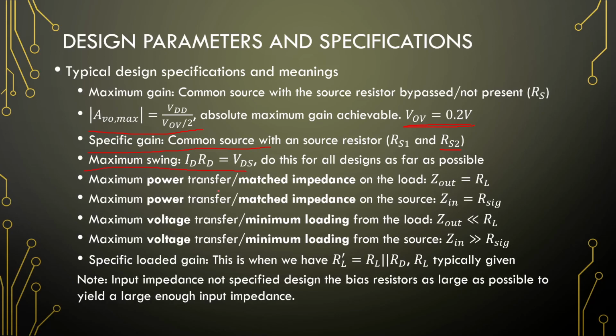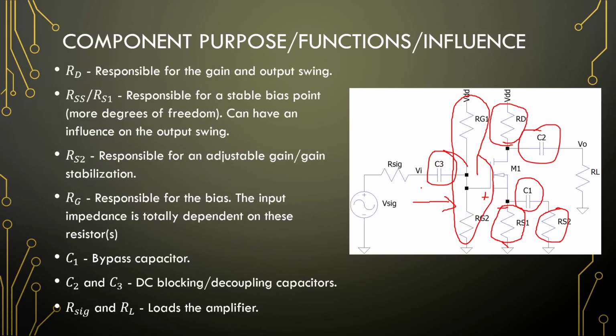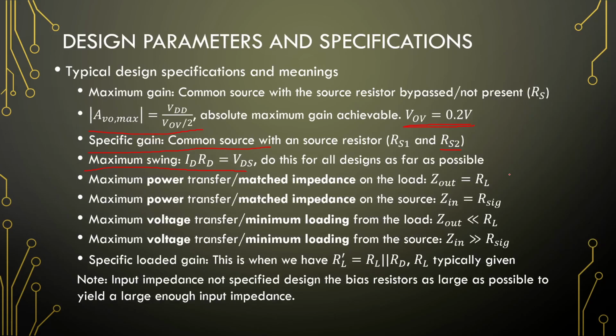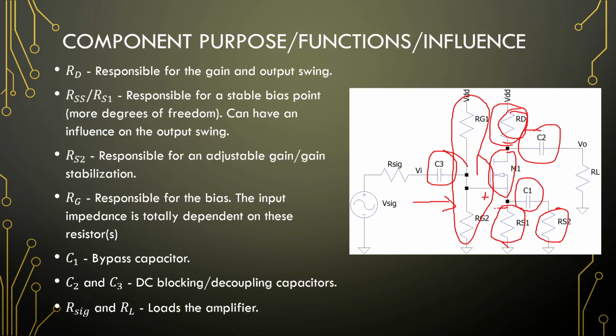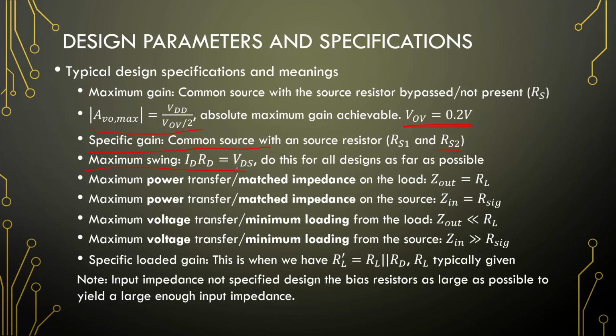Typically you also try to design for maximum swing, so the voltage across the drain resistor and the voltage drop across the MOSFET to be the same in the DC of the amplifier, so that you can achieve maximum swing positive and negative wise. But it does not have to be the same voltage across the source. So always try and keep these two the same voltage. So ID RD equal to VDS. And always try and do this as far as possible.